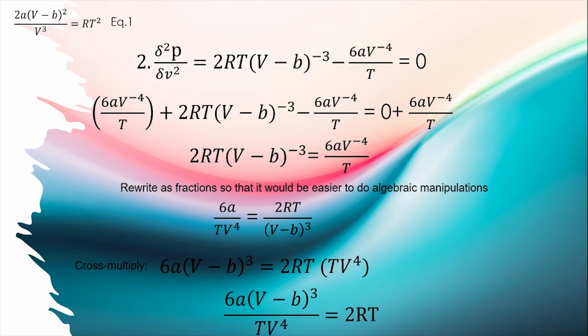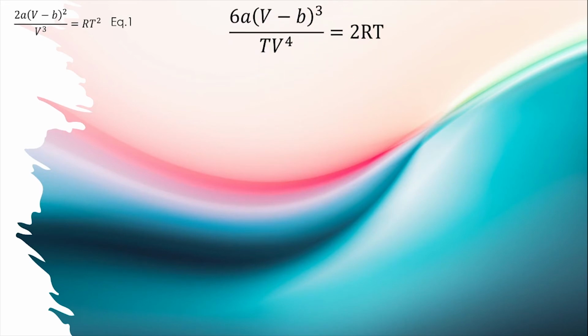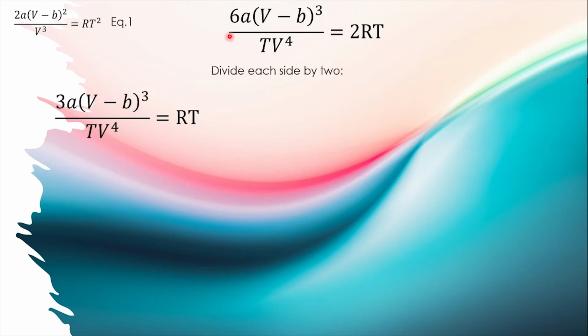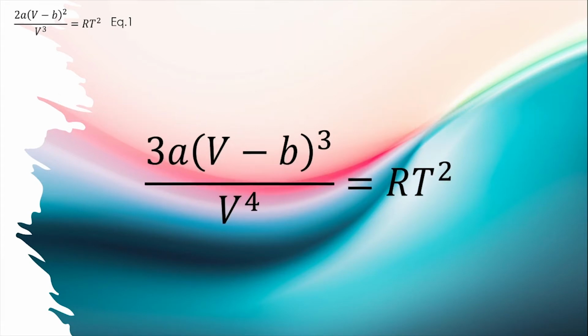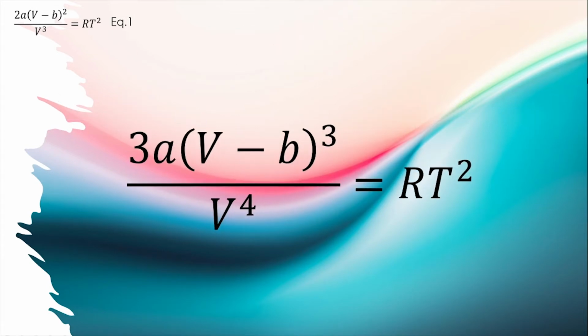Then we divide both sides by 2 so that it would cancel out the 2, and 6 divided by 2 is 3. Then we multiply both sides by temperature so that we should get RT squared. And this is our second equation.